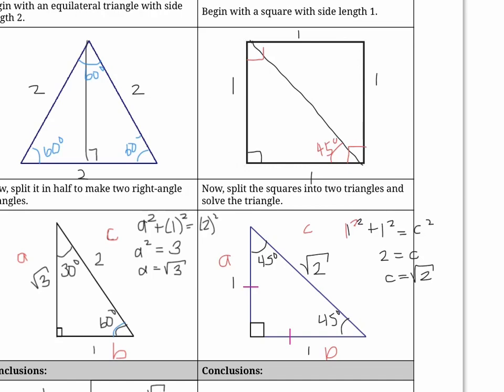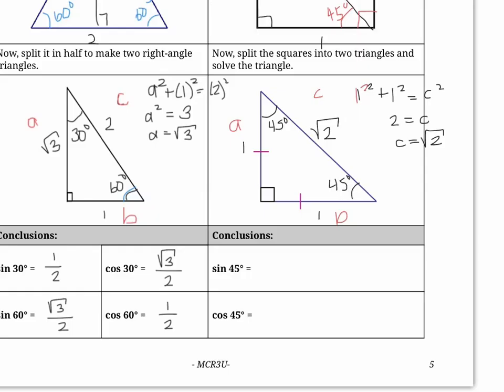So now we have all the possible measures in this triangle, and now we can start to find the sine and the cos of 45. So let's do it. We have this beautiful triangle, all the side lengths, we can find all the ratios. Let's find the sine of 45. If we find the sine of 45, it's going to be our opposite over hypotenuse. So it's going to be 1 over root 2. And how about the cos of 45? The cos of 45 is going to be adjacent over hypotenuse, 1 over root 2.